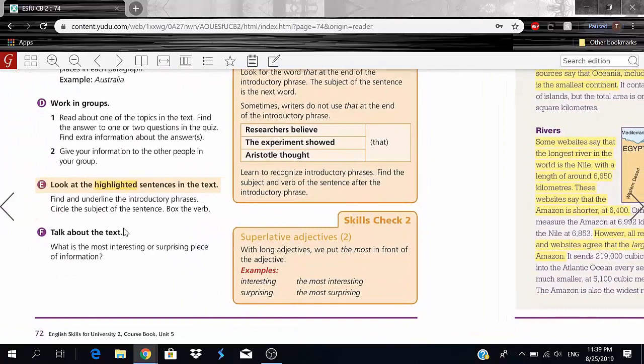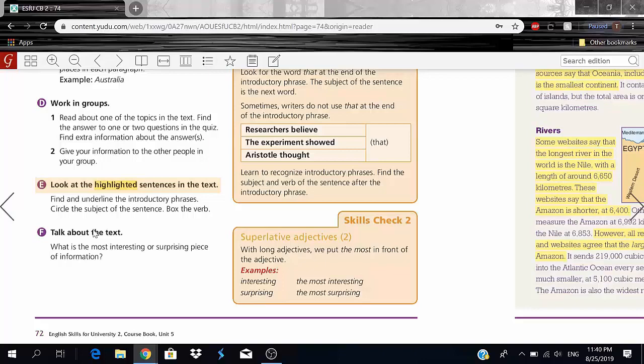What is the most interesting or surprising piece of information? So that right here would require that you have read the text, right? I mean, you can't talk about it if you haven't read it. So for you personally, obviously this answer will vary from student to student. What do you think is the most interesting or surprising piece of information?